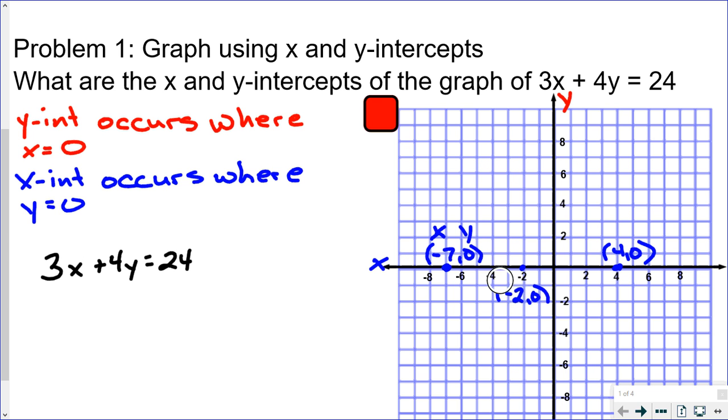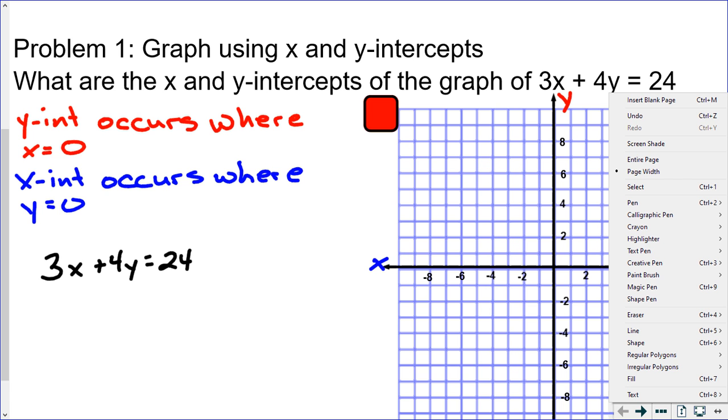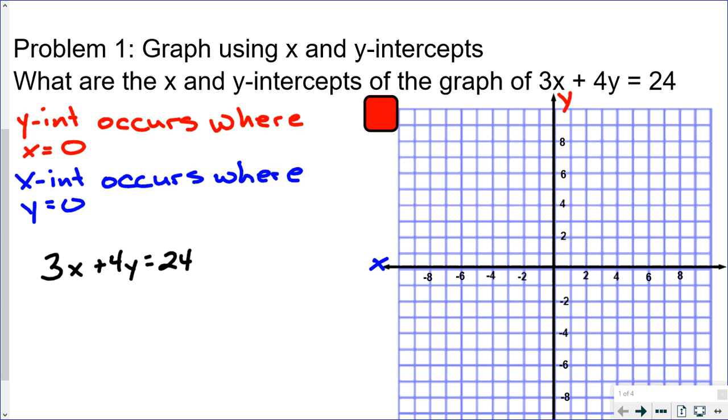Clean up my graph over here. So let's first find, give me 1 second. I'm going to pause this and change something on here real quick. Okay, I'm back. So let's first find the y-intercept.